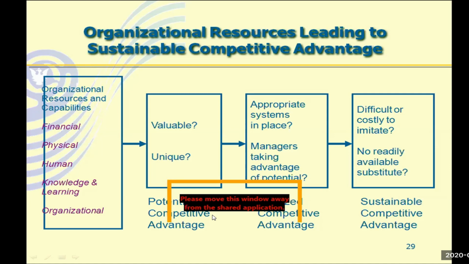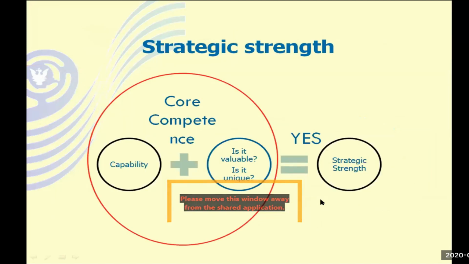For example, the first one, there is potential for competitive advantage. Are they valuable? Are they unique? Yes, that's potential, right? Are there appropriate systems in place to protect that? Then there is realized competitive advantage. But if the systems have made it difficult to imitate, difficult to substitute, then you have sustained competitive advantage. That is what firms are basically looking for. They are looking for strategic strength.